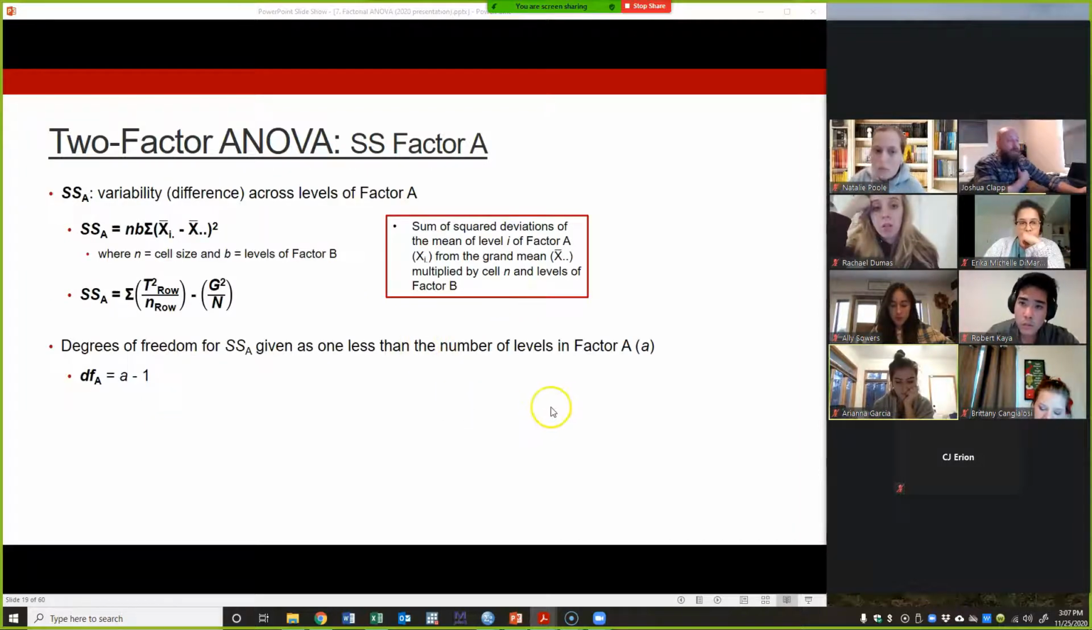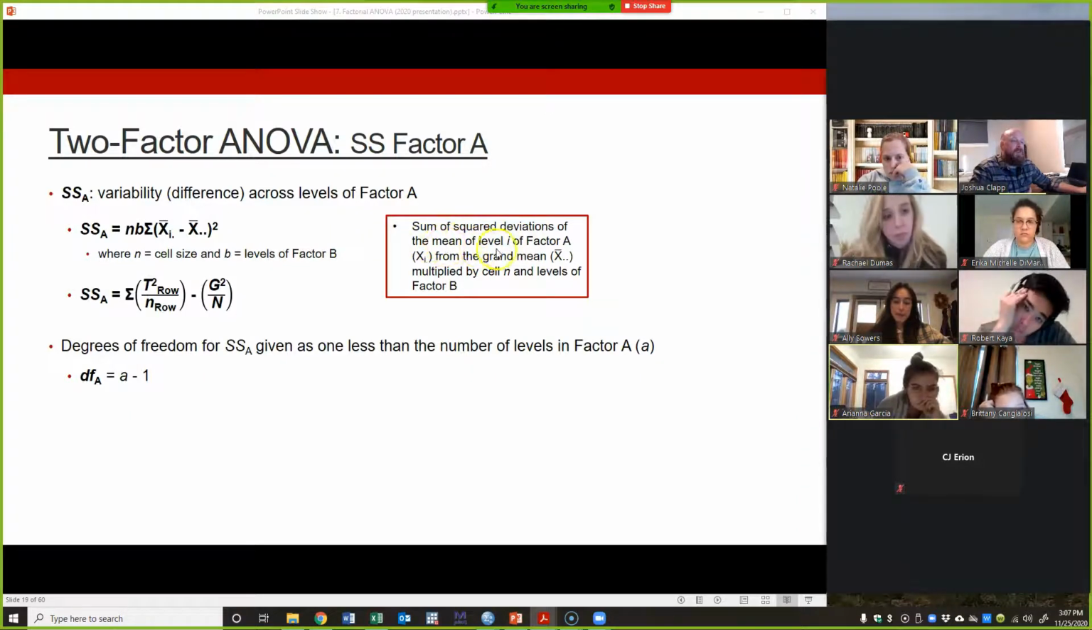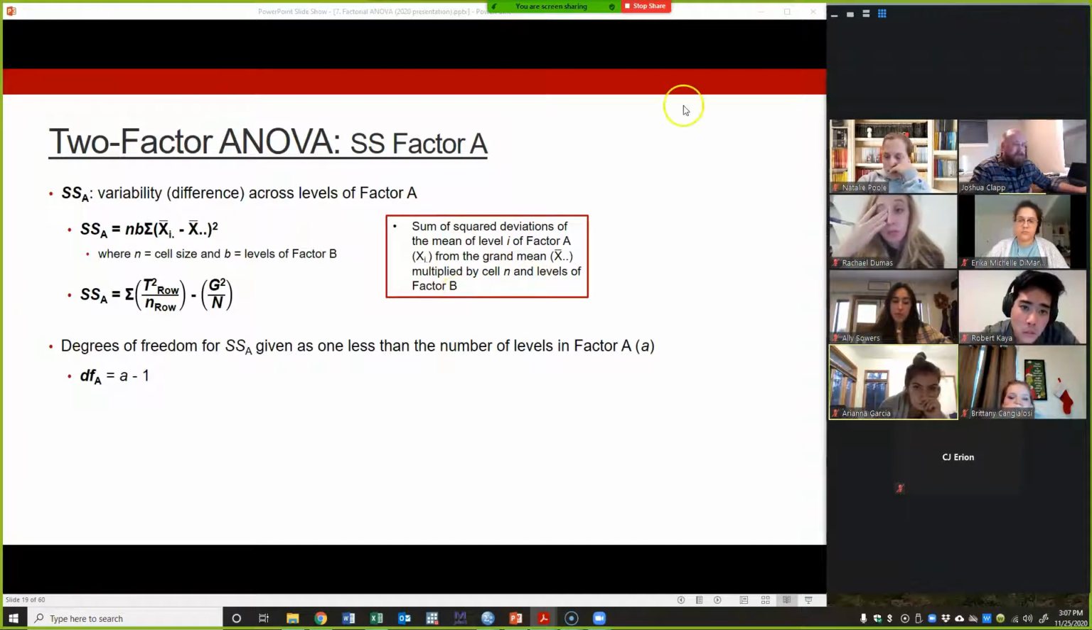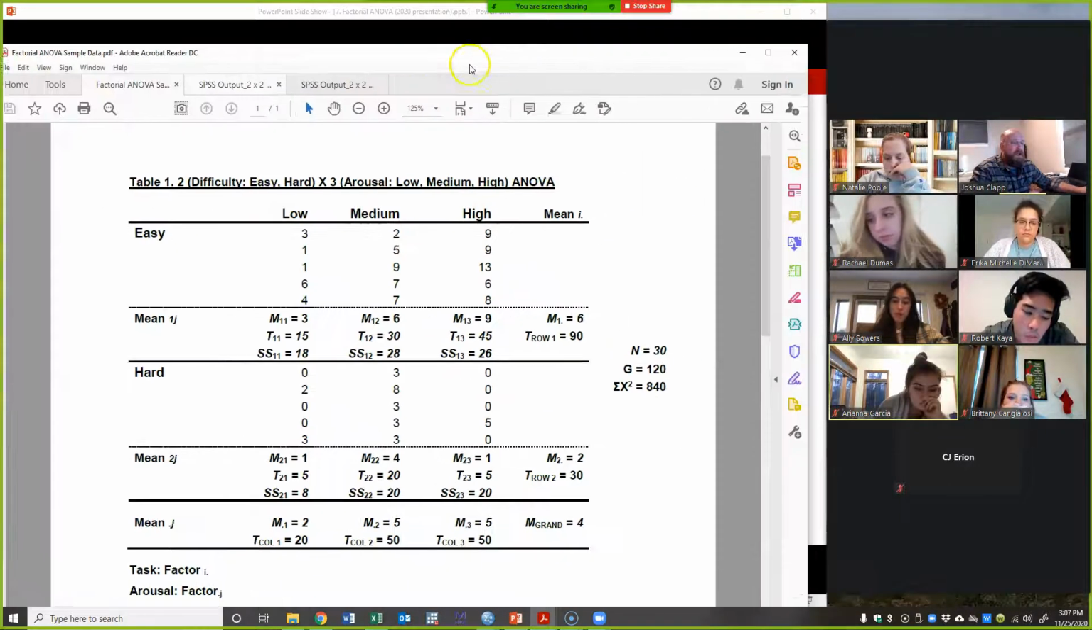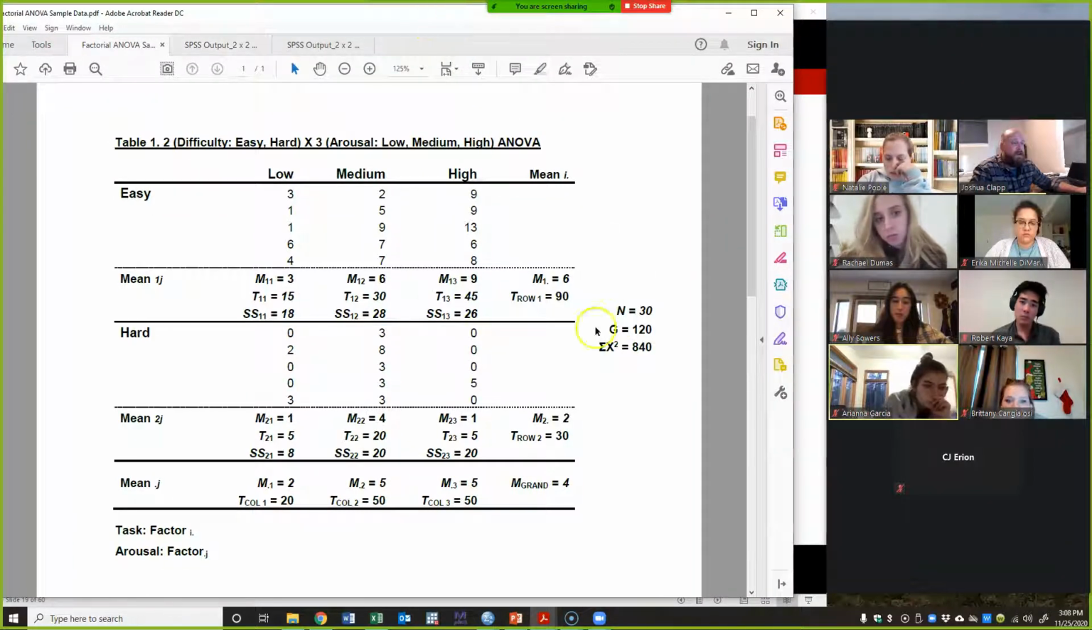Now we're going to take a look at our sum of squares for factor A. This is the variability, or our differences, across our levels of factor A. To get this, we take the sum of the squared deviations of the mean of level i of factor A from the grand mean, multiplied by the cell size and the levels of factor B. Again, this assumes a balanced design. So what is factor A here?